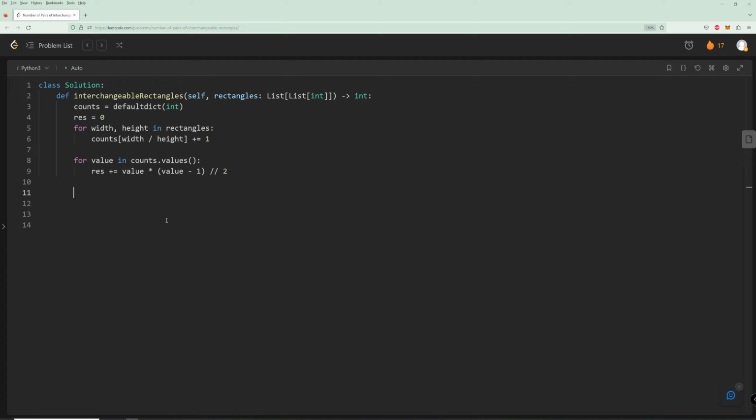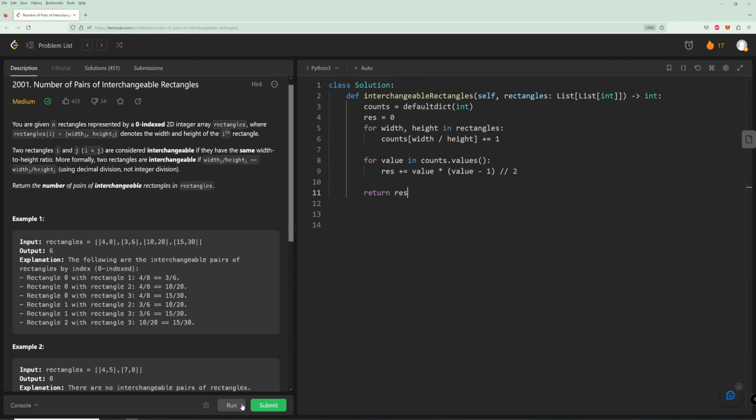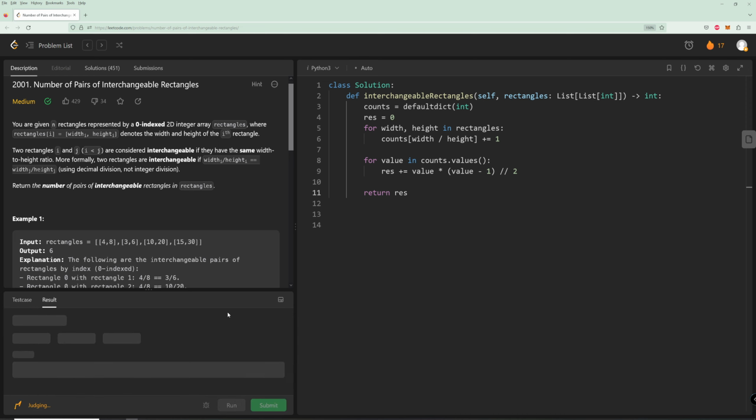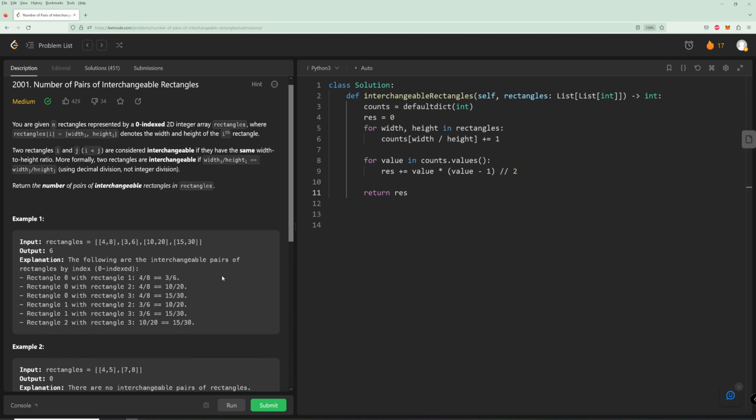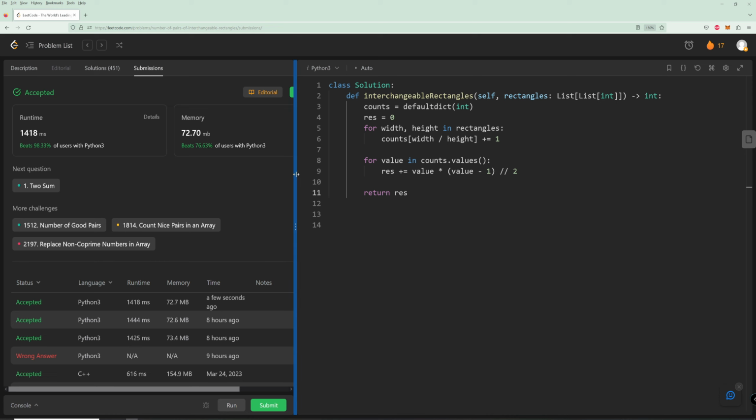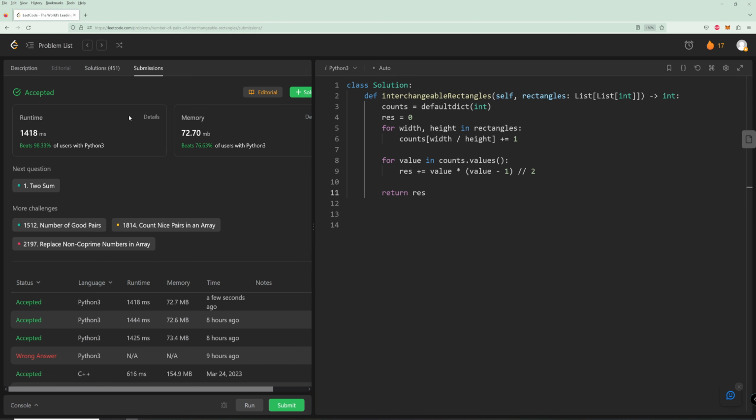Okay, so now finally we can return the result, I believe, and I think that's it, but let's just double check. I think actually I have my submit button over here, so I need to put that here. So let's see. Yeah, and so you can see it's pretty efficient.